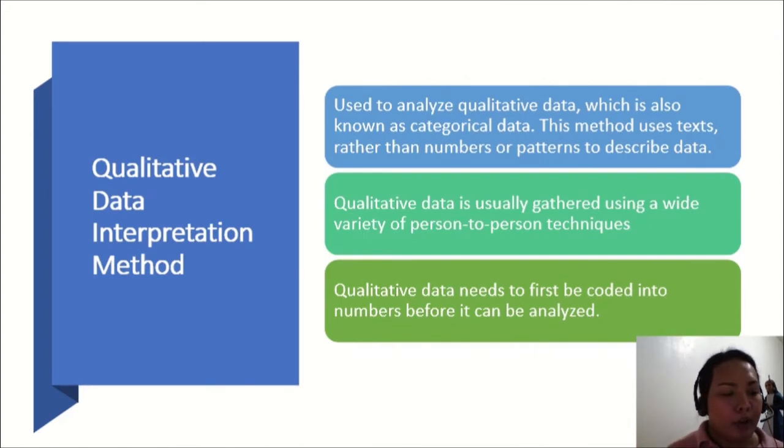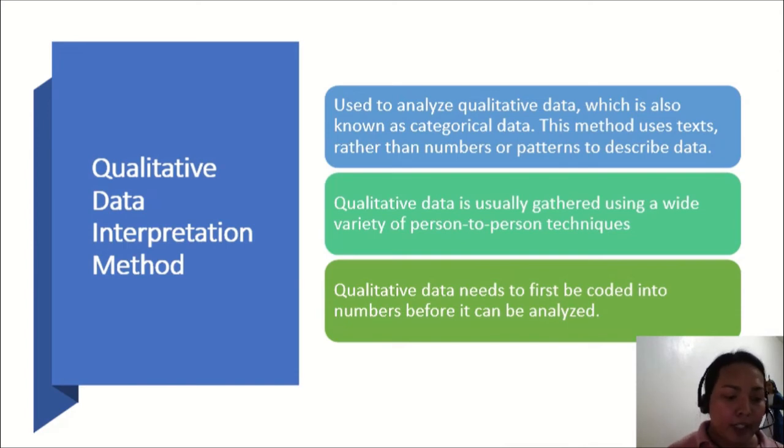Okay, so our first method is the qualitative data interpretation method. This method is used to analyze qualitative data, which is also known as categorical data. This method uses text rather than numbers or patterns to describe data. So what is qualitative data? You may have heard this during our statistics class.